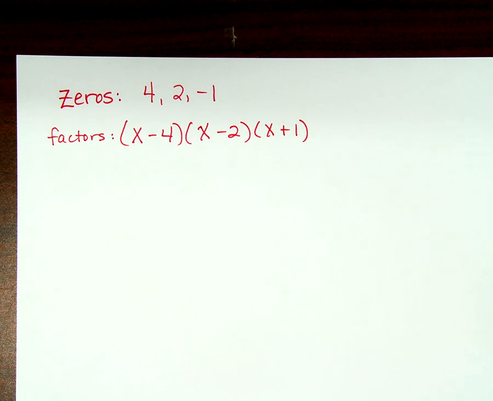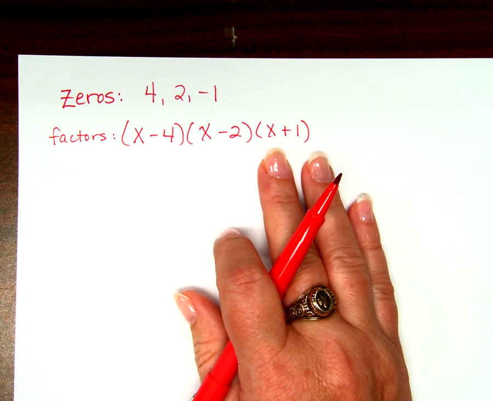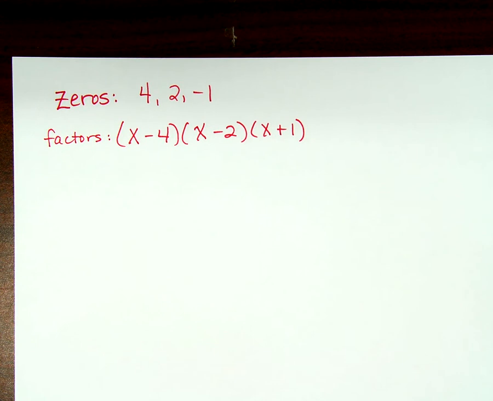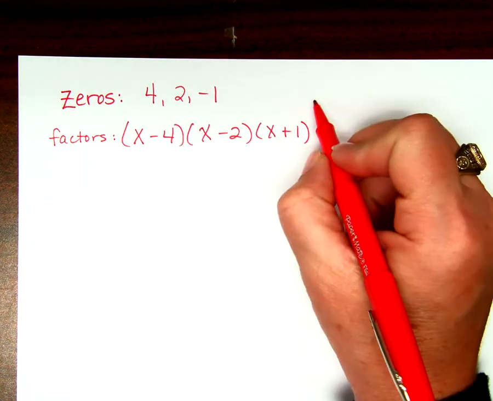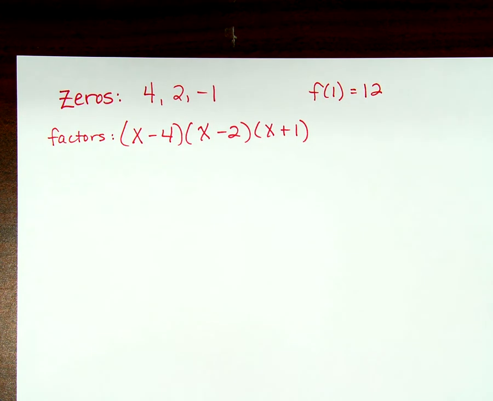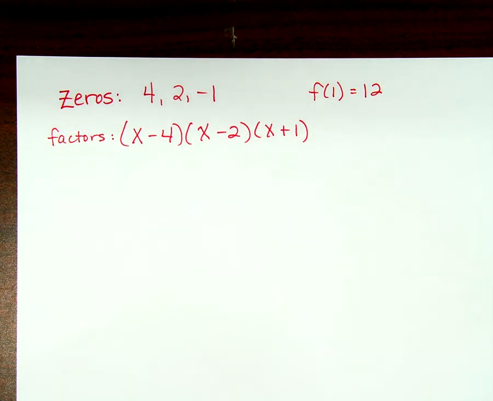Well, see, the problem would be that it wouldn't be any fun if it was as easy as that every time, right? Because while that is the right answer, there's actually other equations that will give us these zeros. And I want a specific equation. So I'm going to tell you one other piece of information. I'm going to tell you f of 1 equals 12. That means if I put a 1 in here, it should equal 12. And if it doesn't, I have to fix that.